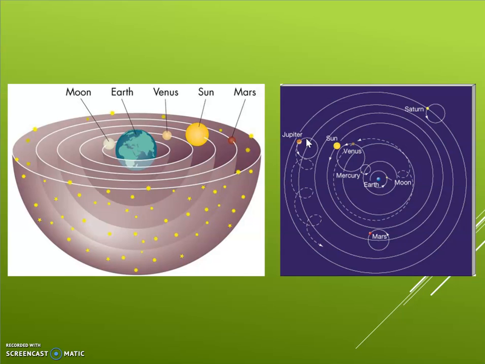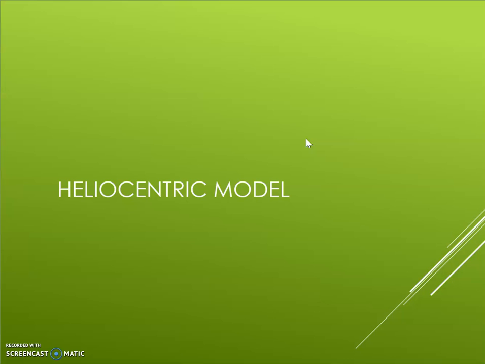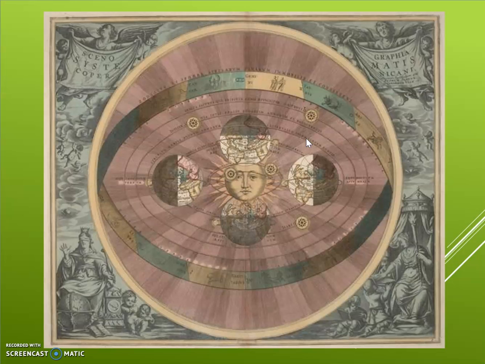Now, eventually, of course, this evolved into the heliocentric model, which is the more current model, where the sun is in the middle, and of course, the Earth goes around the sun.